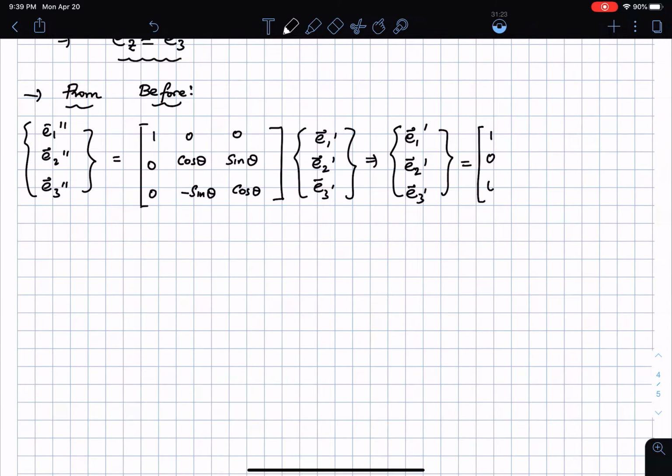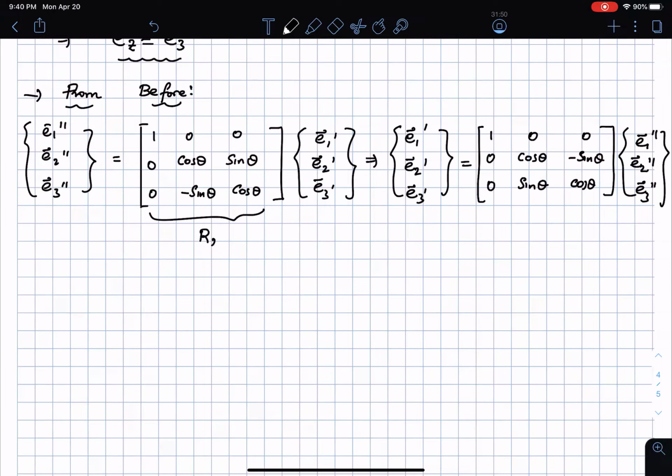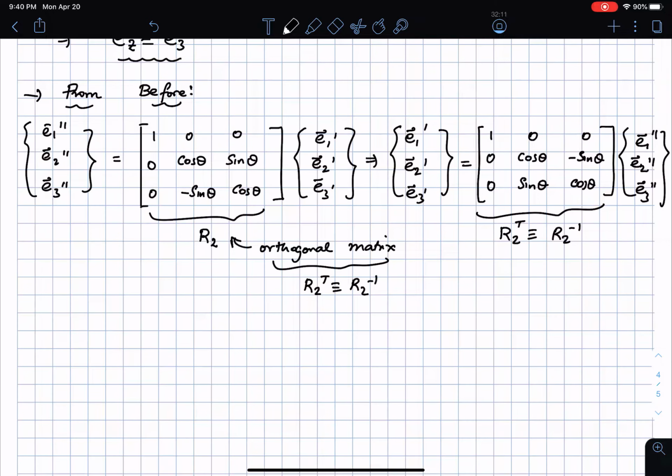So that's going to be 1, 0, 0; 0, cos theta, sine theta; 0, minus sine theta, cos theta. I'm sorry, that's a matrix multiplied by E1 double prime, E2 double prime, E3 double prime, where I call this R2, and this is going to be R2 transpose, which is the same as R2 inverse. This is an orthogonal coordinate transformation matrix, which implies that R2 transpose is the same as R2 inverse.